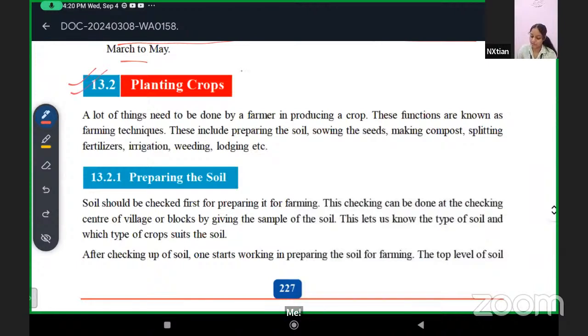Then planting crops. From here, we will continue tomorrow. Okay, we stop here. From planting crops, we will continue tomorrow. How the planting process is taking place, we will talk about it. And see you guys tomorrow.